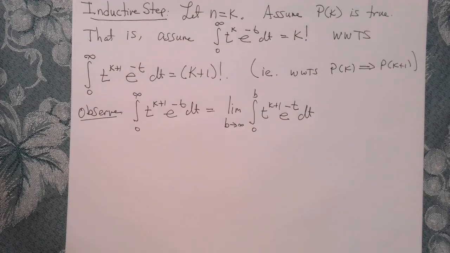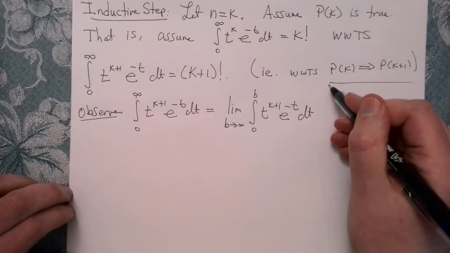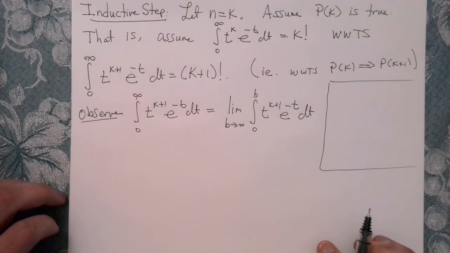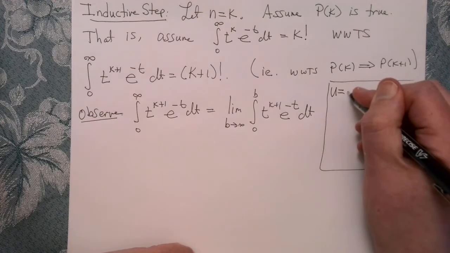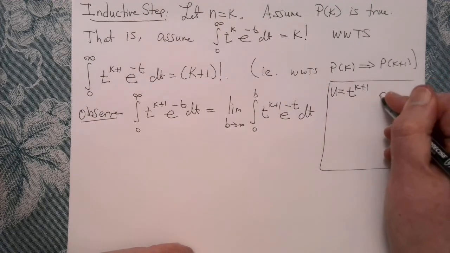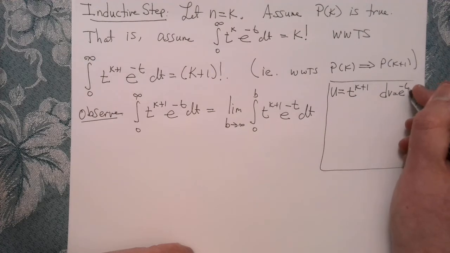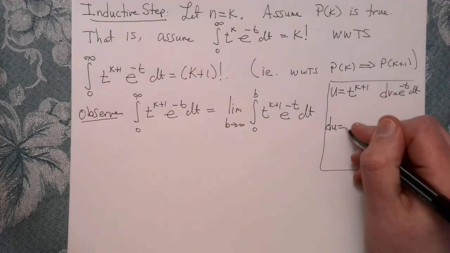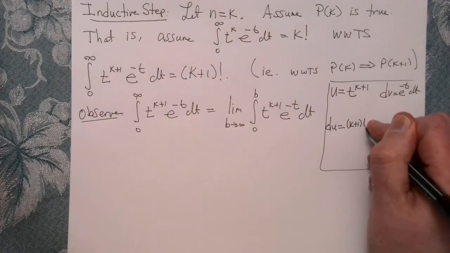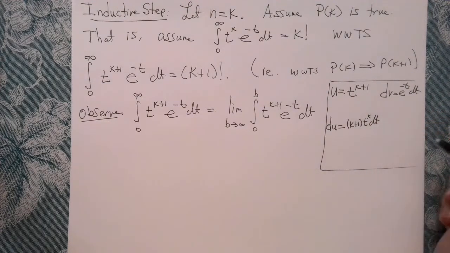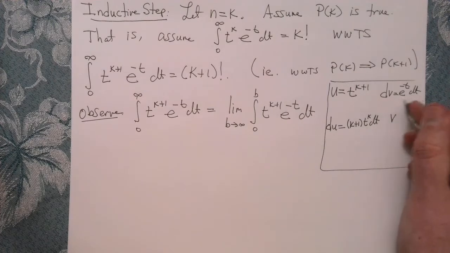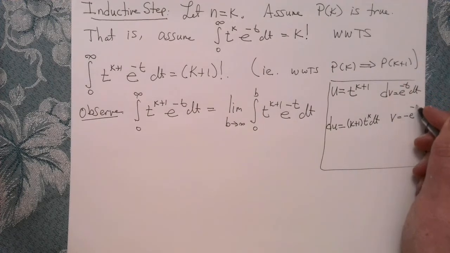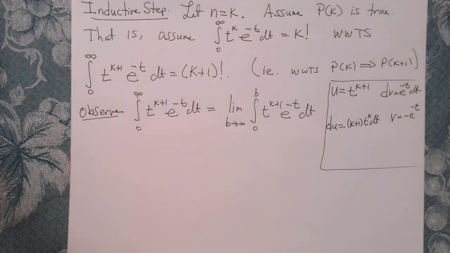And again, we've got integration by parts on our hands. So u is equal to t to the k plus 1, and dv is everything else, so it's e to the minus t dt. And du, I'm going to take the derivative carefully. That's going to give me k plus 1 times t to the k, and then dt. And then v, when I take the antiderivative of this, is going to give me minus e to the minus t.